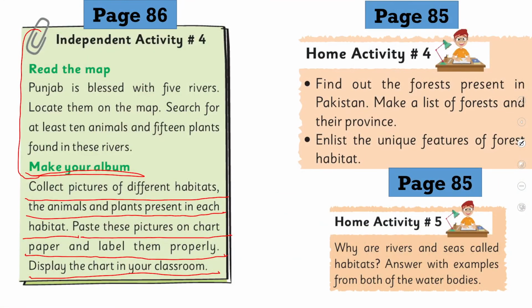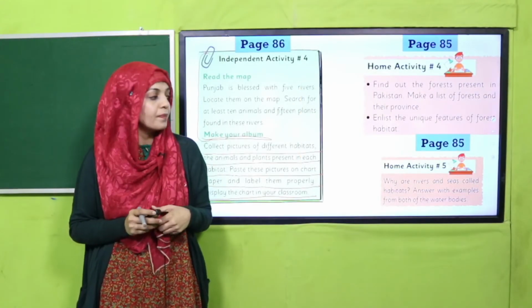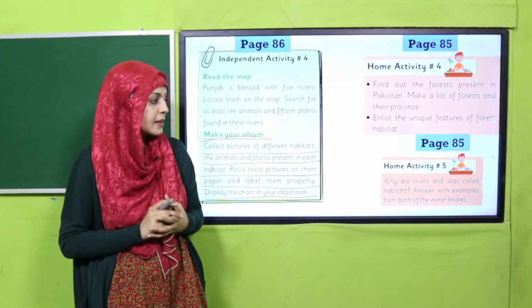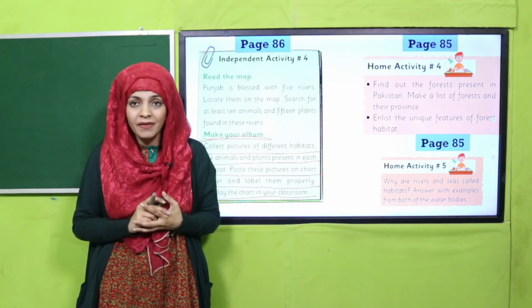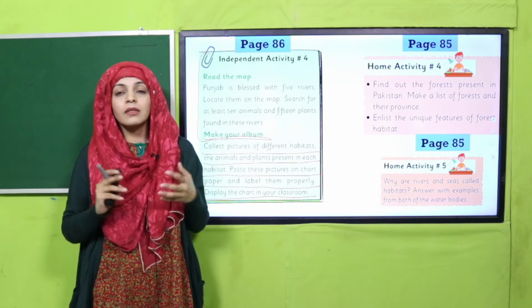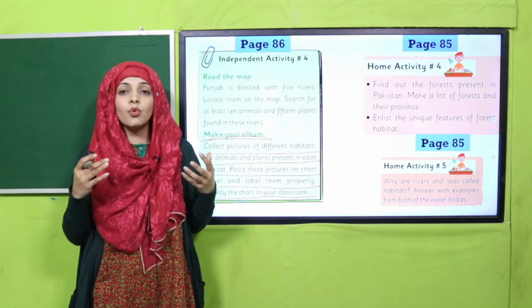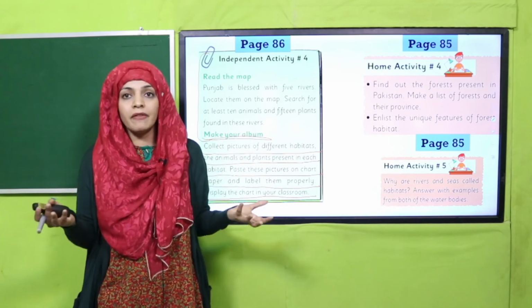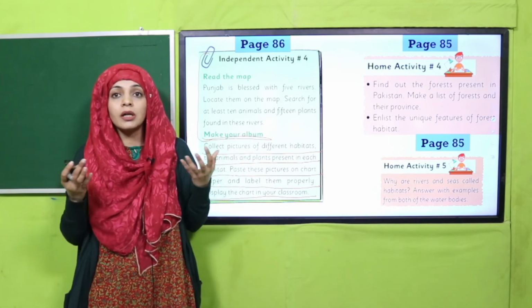Why is an aquatic habitat called a habitat? First of all, answer this. Because different living things live there. They provide home, food and shelter to different living organisms. That's why it is called a habitat.